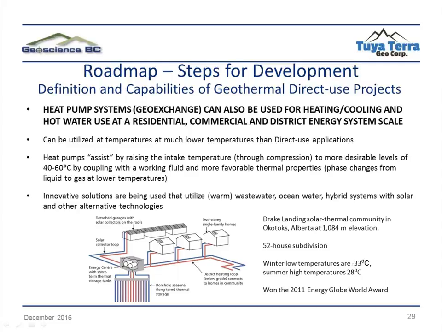So we've got here an example of a community, Drake Landing. It's a solar thermal community in Okotoks, Alberta. It's at about 1,000 meters elevation. It's a new subdivision of about 52 homes. And we've got pretty extreme temperatures there in the winter and pretty warm temperatures in the summer. And it's won an award because it essentially uses solar panels to collect the extra heat that you have in the summer, adding it to a borehole thermal storage system. So putting that heat into the ground in order to provide the additional heat that is needed in the winter at such a northern community.